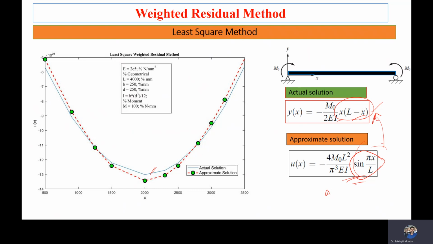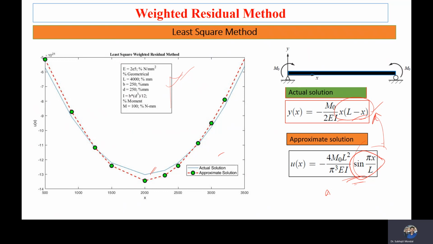Here again, we have to assume some data for M, I, E, L. If you assume the values in this way, you will get a graph like this. Here you can see that our approximate solution is very close to our actual solution, so it is acceptable. This is the way we can solve a problem using the least square method.